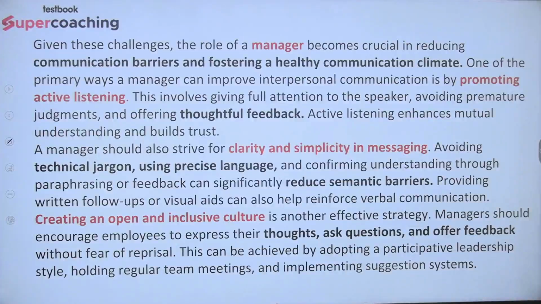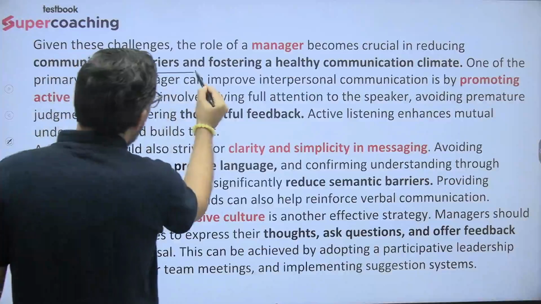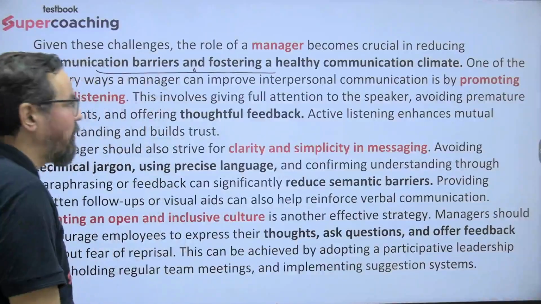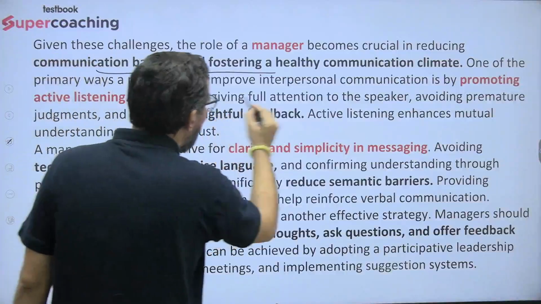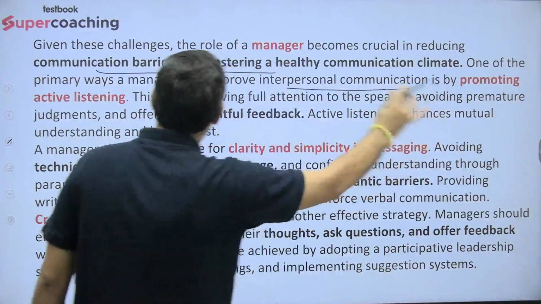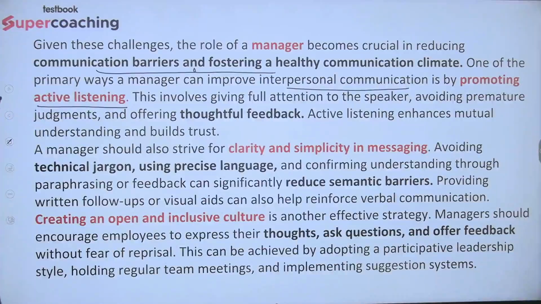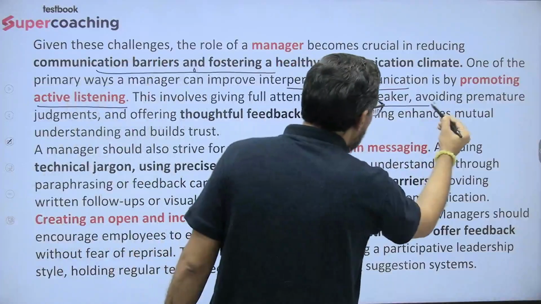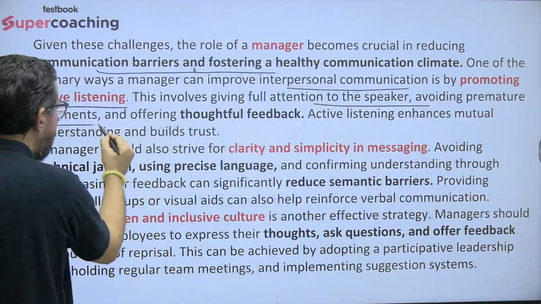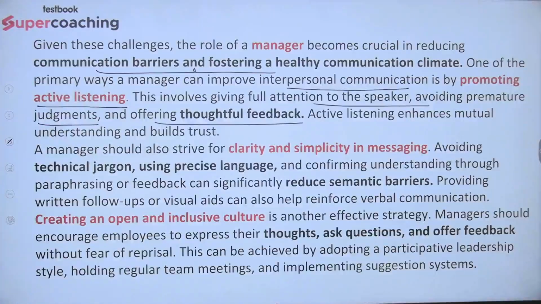So the role of the manager becomes crucial in reducing communication barriers and fostering a healthy communication climate. One of the primary ways a manager can improve interpersonal communication is by promoting active listening. You are listening to all the parties, especially the subordinates. This involves giving full attention to the speaker, avoiding premature judgments, and offering thoughtful feedback. Active listening enhances mutual understanding and builds trust among the team members.